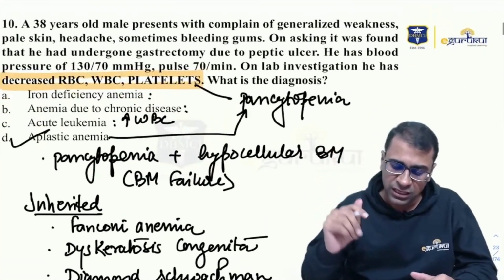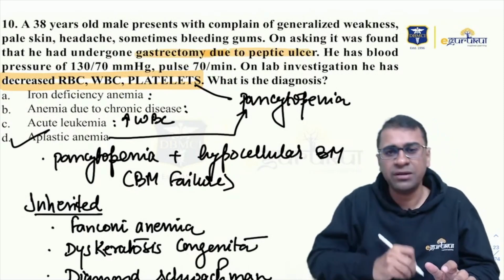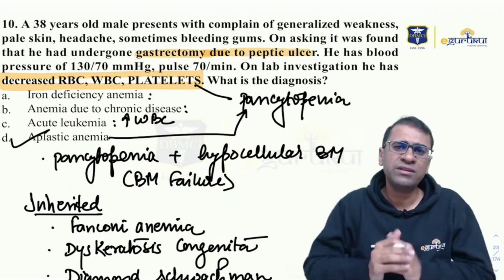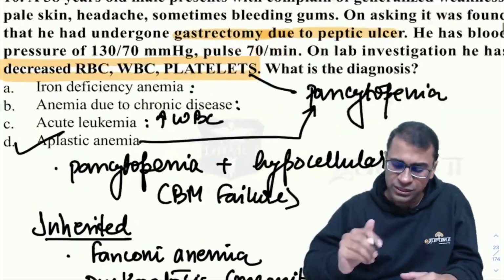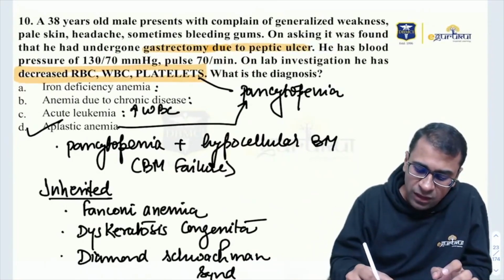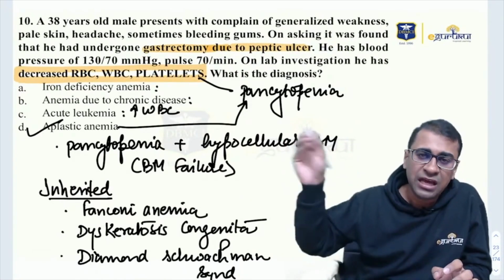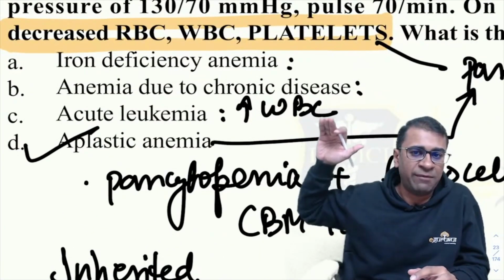First of all, why is this history giving you peptic ulcer and gastrectomy? There's no need of giving this, but I gave you this just to confuse you. Now look at the MCQ. Because the patient has aplastic anemia, it cannot be IDA, it cannot be ACD. Acute leukemia patients have increased white blood cell count, they won't have low white blood cell count.